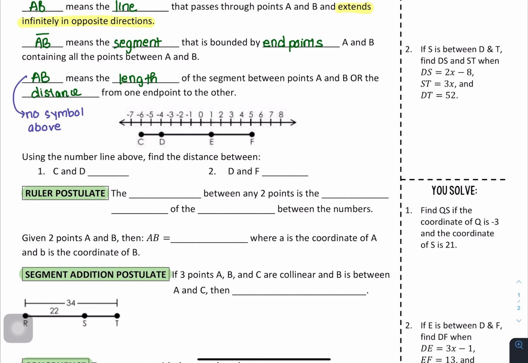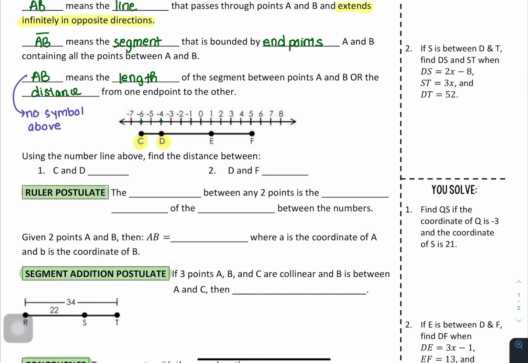Okay, so this is C, this is D. The location of C is -6 and the location of D is -4. They want us to find the distance from C to D, how far it takes to go from C to D, how many units, okay? So we can do that by counting. So 1, 2, okay? So the distance between C and D is 2.